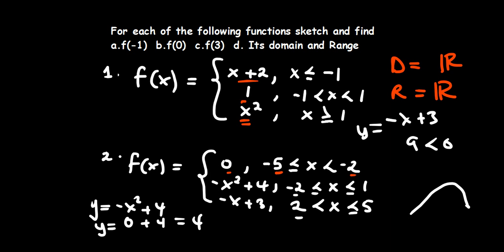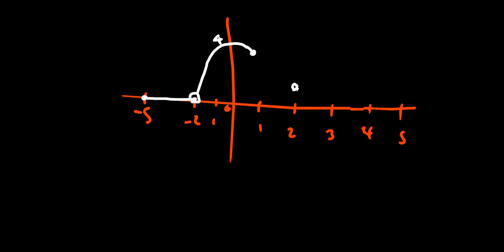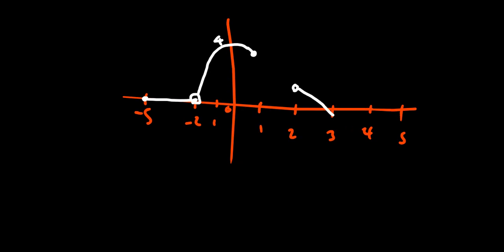Then to find our x-intercept, we say y should be 0. Then we have negative x plus 3 equal to 0, then we have x equal to 3, meaning that line cuts the x-axis at 3. So this is going to cut through 3 there. Then it goes all the way up to 5 and it is closed at 5, like that. So this is how we sketch the graph.